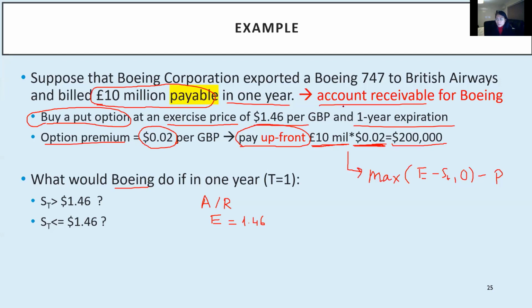Sorry. I have posted a question for you guys. So think about the question and tell me what is the answer. Okay, so here I've got the spot exchange rate smaller than the exercise price. Pay attention to the sign here. So in this case, the future spot exchange rate is less than the exercise price.